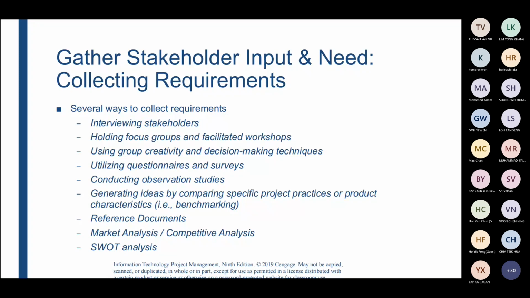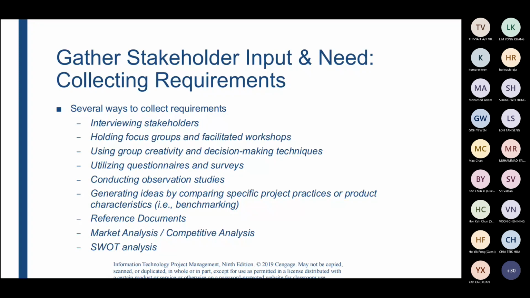Holding focus group and facilitated workshop. That is also another method where you can identify some people from the organization or stakeholders, like what we discussed last week, internal, external, and we form a group, and then we carry out meetings on a specified frequency, or even workshops with them, so that we can get all the requirements or information that we are looking for.